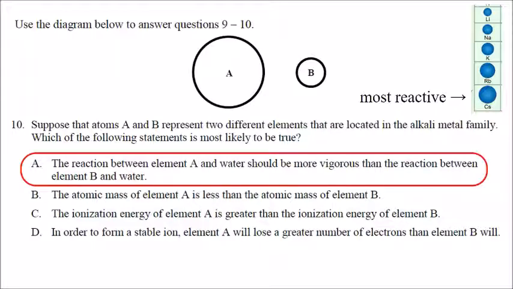That is true. We can eliminate choice B because A would be further down on the periodic table, be larger in size, and would have a greater atomic mass. The ionization energy of element A should be less than that of element B because it is larger and electrons are easier to remove. And these elements would lose the same number of electrons to form stable ions because they are both in the same family. Again, correct answer is A.